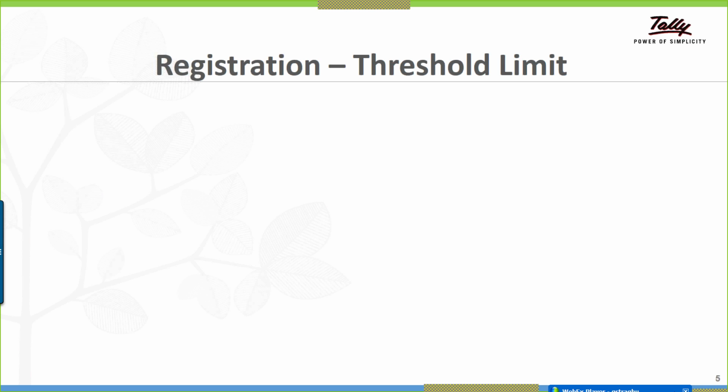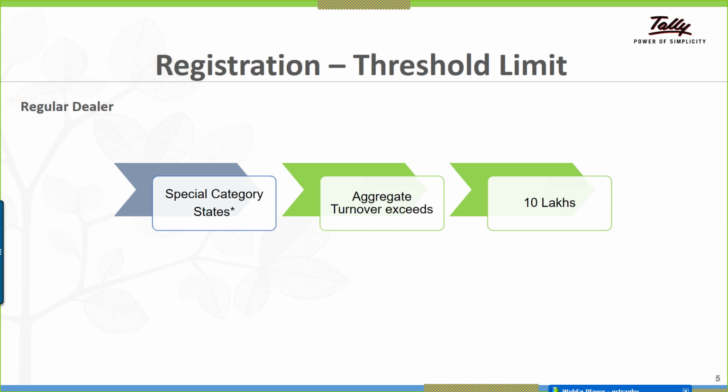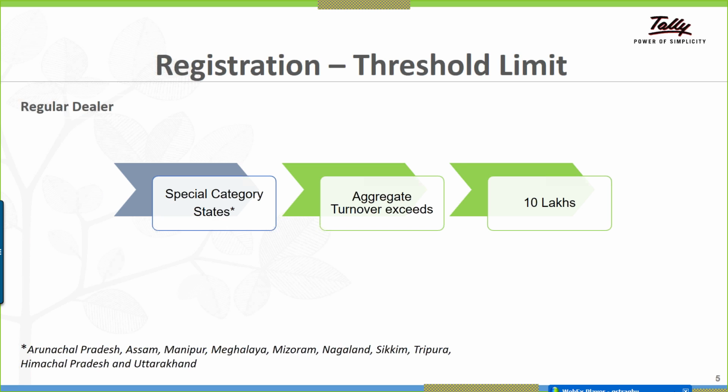Now we'll discuss the threshold limit. For the regular dealer, there is a special category of states identified by the GST cell, which are Arunachal Pradesh, Assam, Manipur, and the rest of the states shown on the slide. These are all the states. If aggregate turnover exceeds 10 lakh, then they are supposed to come under GST.